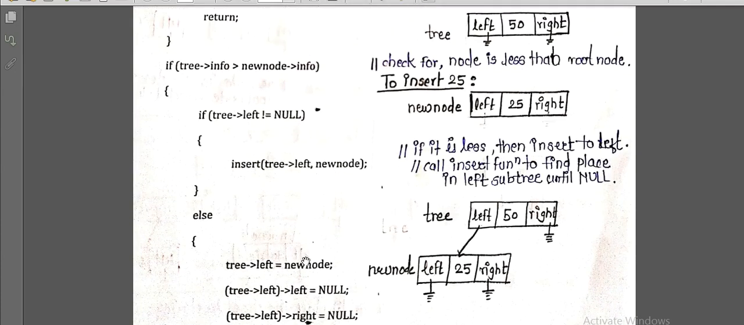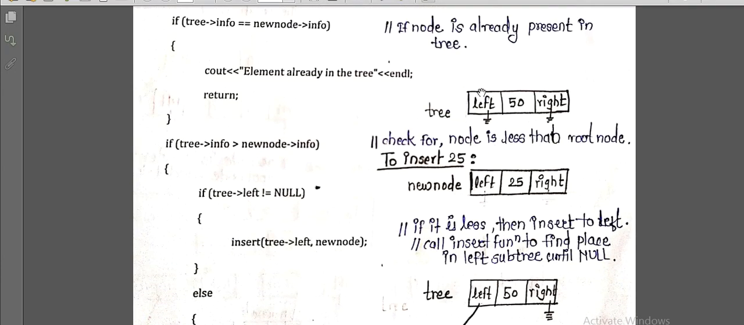Now this scenario is given by the example. For example, this is your root node, right? This is only the one node, that is the root node. Here we are calling it a tree node. Now we want to insert the node 25, right? That is, we have created a new node 25. Now I want to insert that node.